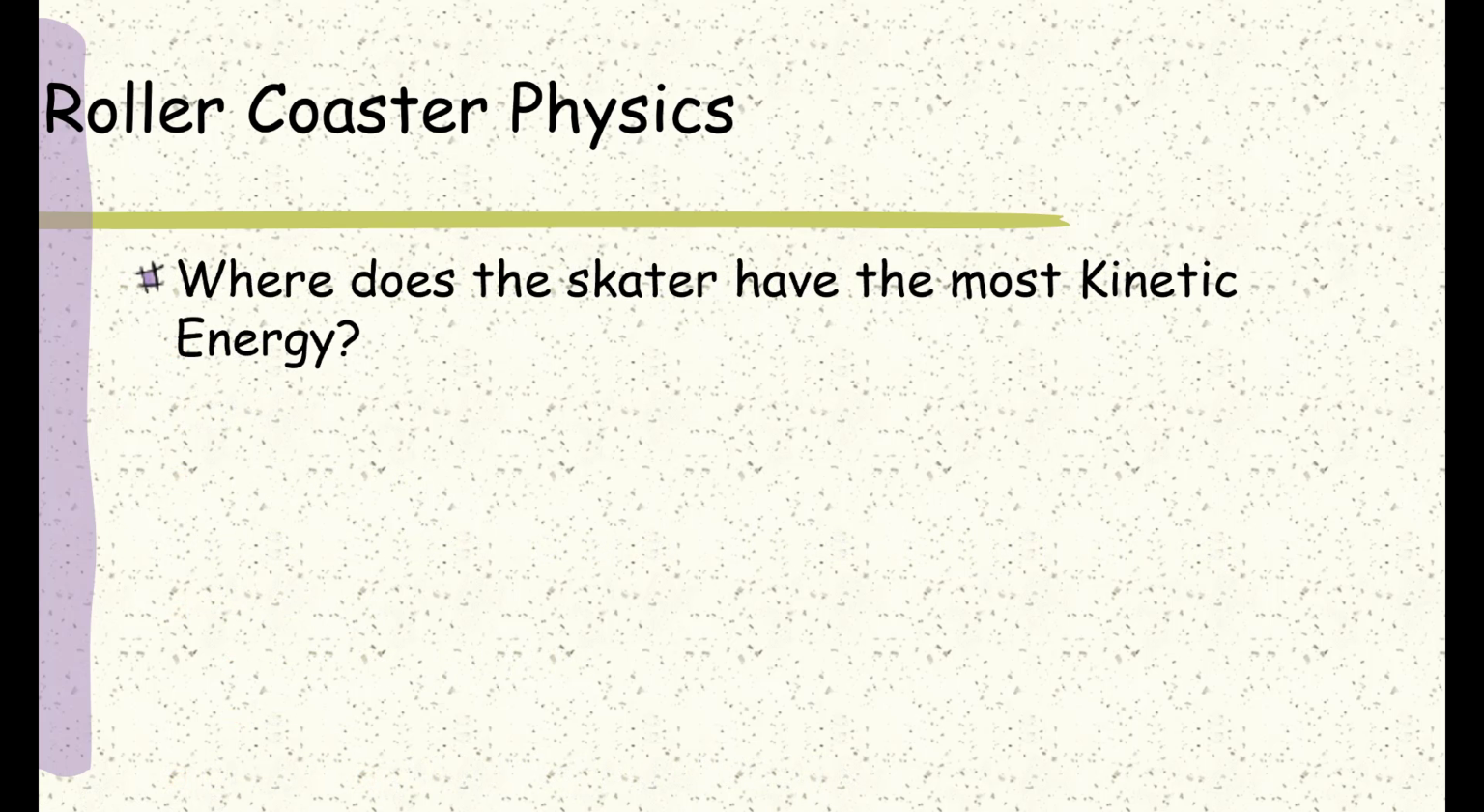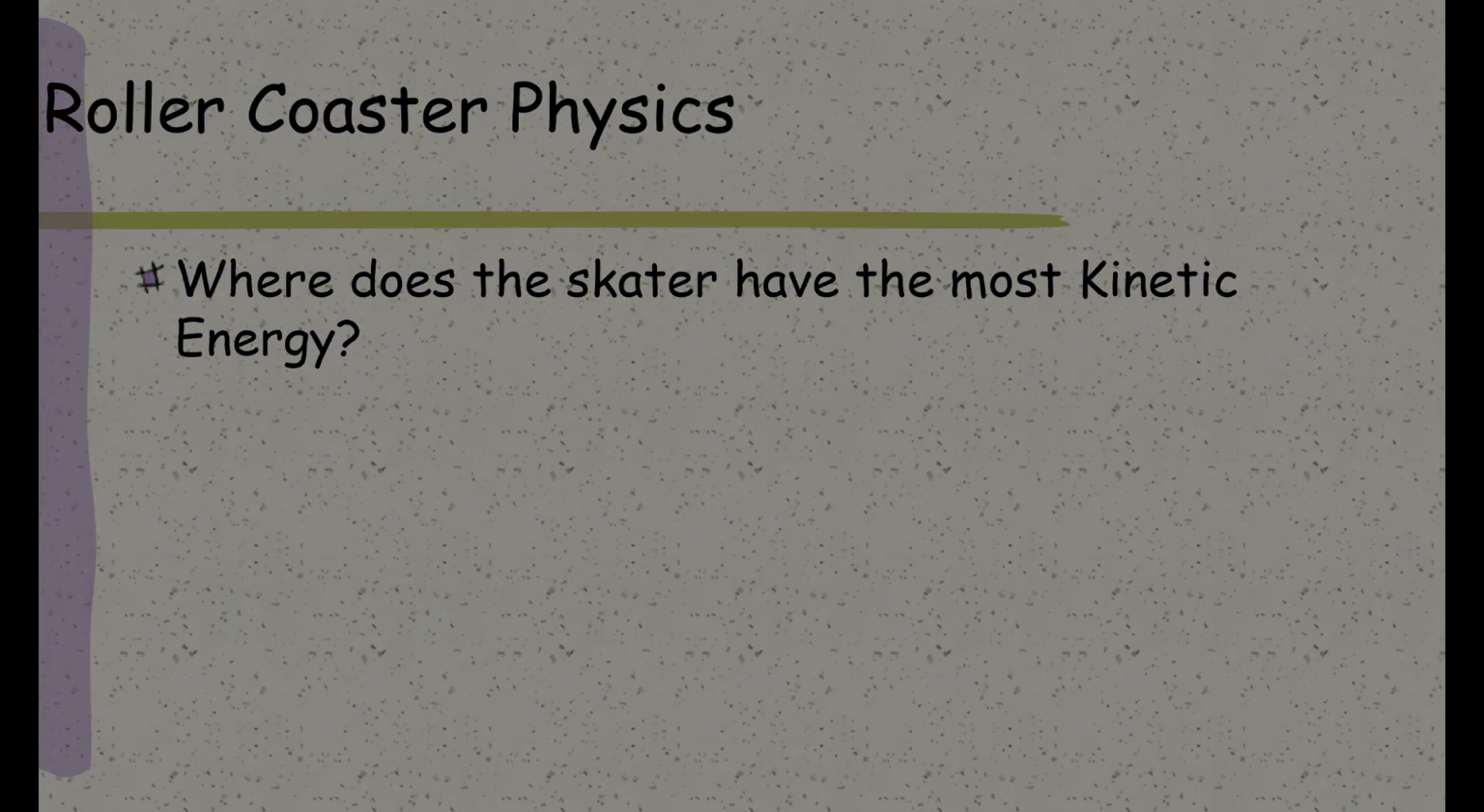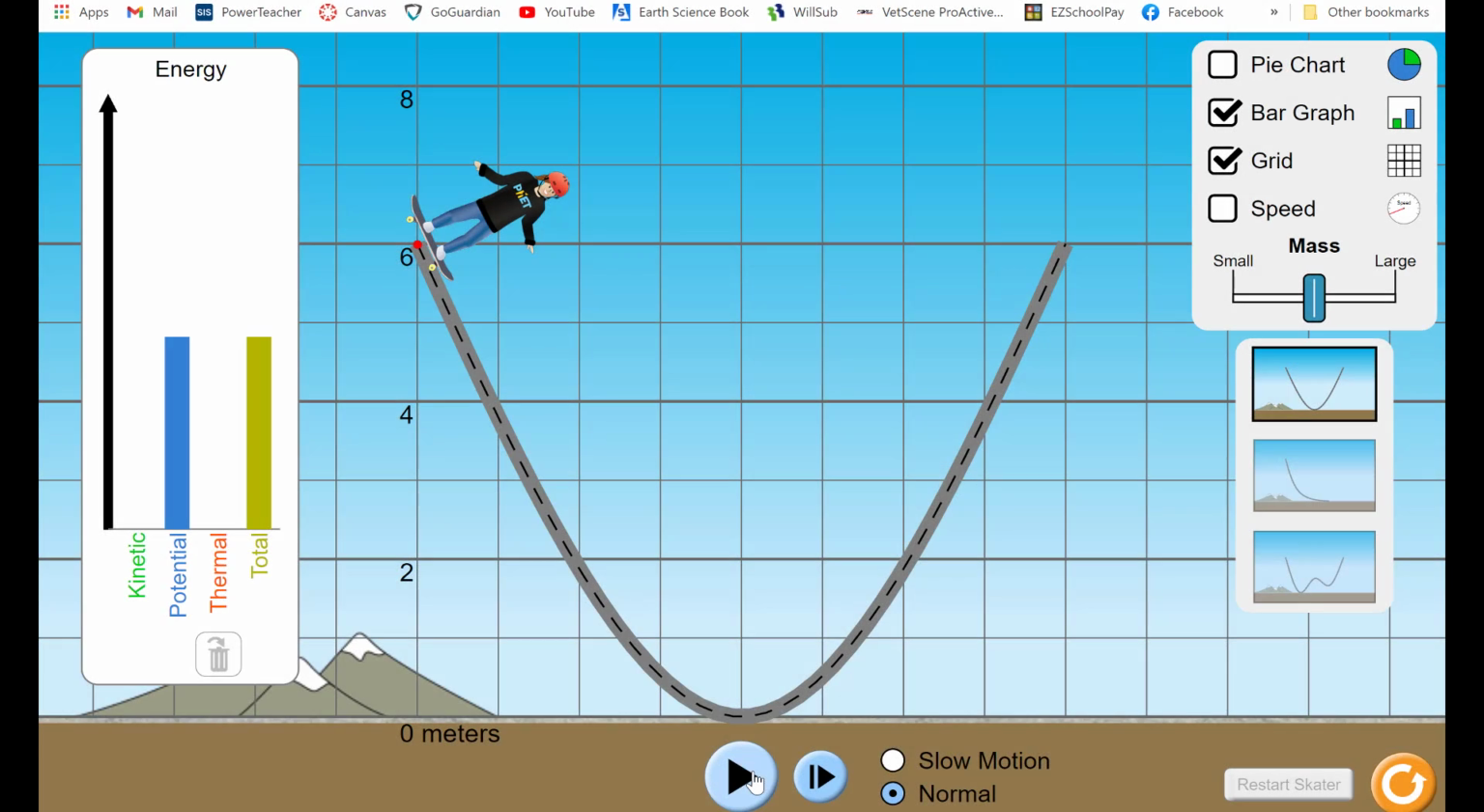So then let's talk about the kinetic energy. At the top, the skater has by far the most potential energy because it's stored as far above the surface as possible.